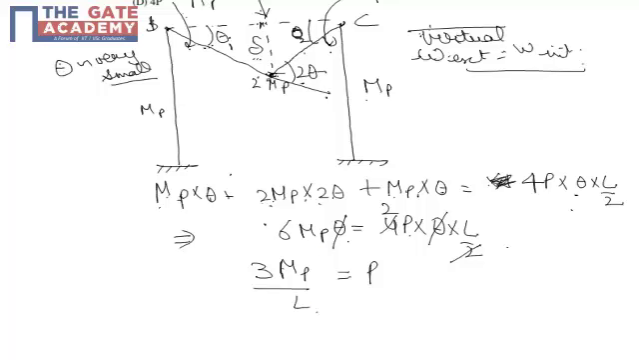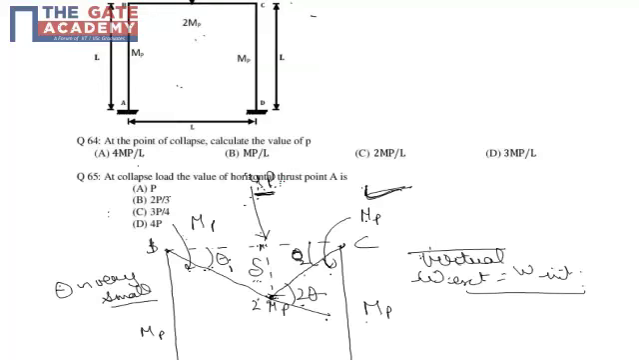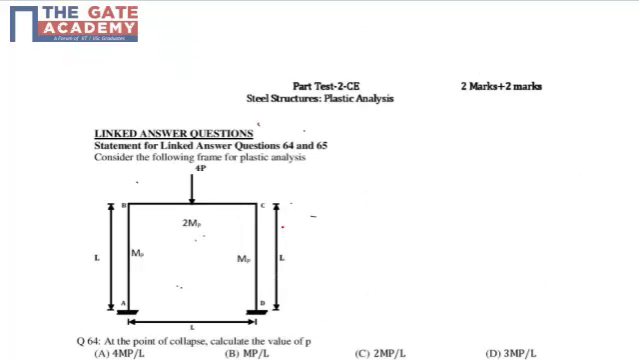Mind it, in the question 4P is not asked, it is just asked what should be the value of P, hence it is 3 MP by L, making D the correct choice.